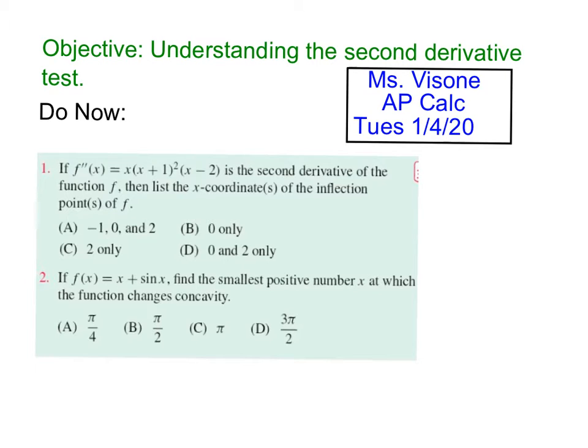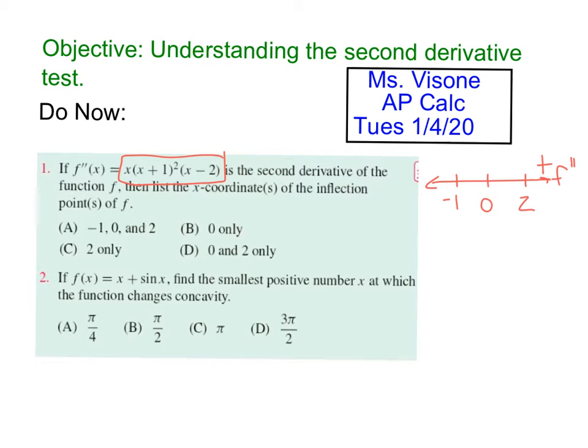So to find the inflection point, we set the second derivative equal to 0. When we do that, we get 0, -1, and 2. I'm going to put that on the number line: 0, -1, and 2. All of those may not be inflection points though. So at my test point, I'm going to plug in 3. If I plug in 3, I get a positive, a positive, a positive.